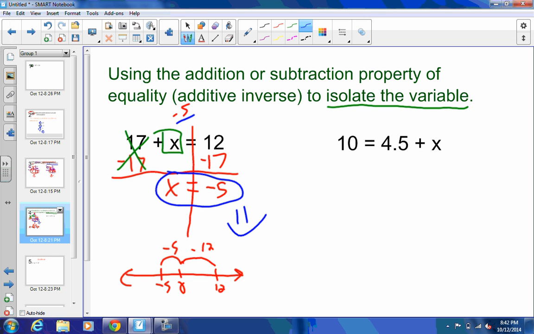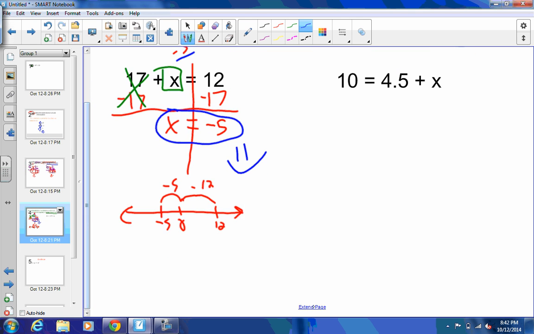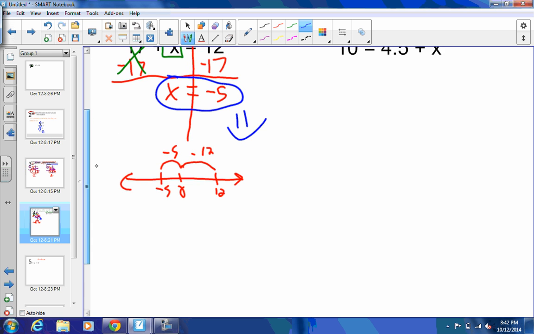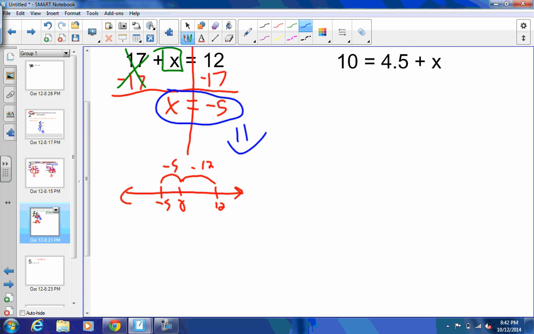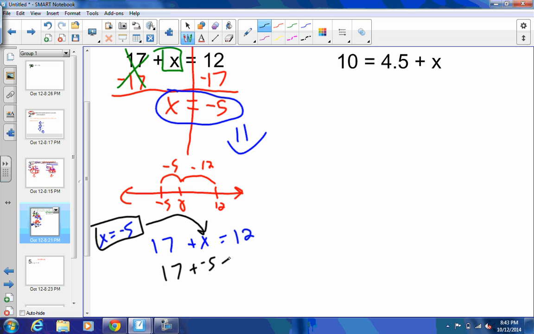Now, if you really wanted to check to make sure that's correct, because sometimes we get an answer that we don't think is quite correct, what you do is take that equation and evaluate for it, which you've done before. If you have 17 plus x equals 12, and you know that x equals negative 5, just take that x equals negative 5 and plug it in, or substitute it for the x. We have 17 plus negative 5 equals 12. 17 plus negative 5 is equal to 12, and 12 equals 12.